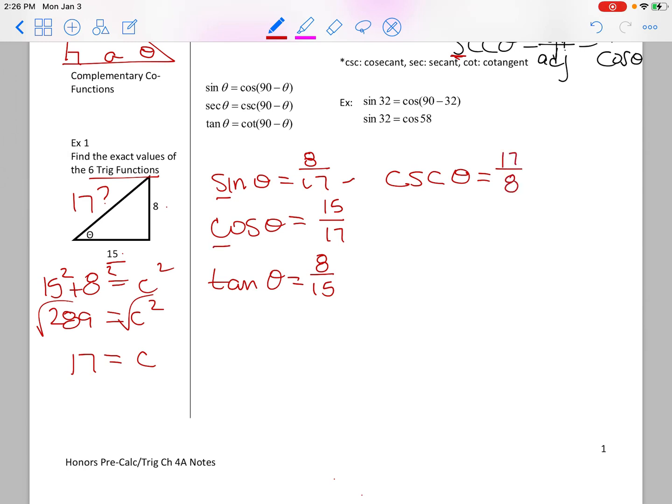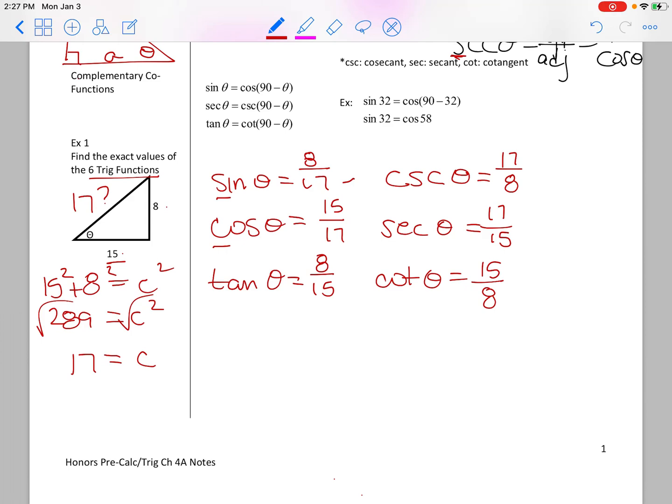Cosine starts with a C, which means its reciprocal starts with an S. So that would be secant of theta. And again, I'm going to flip it over. Tangent, its reciprocal is always going to be cotangent. And again, I'm going to flip it over. And that's all we need to do, guys, is you're going to find all 3 sides of the triangle, and then you've got to be able to find all 6 of your ratios.